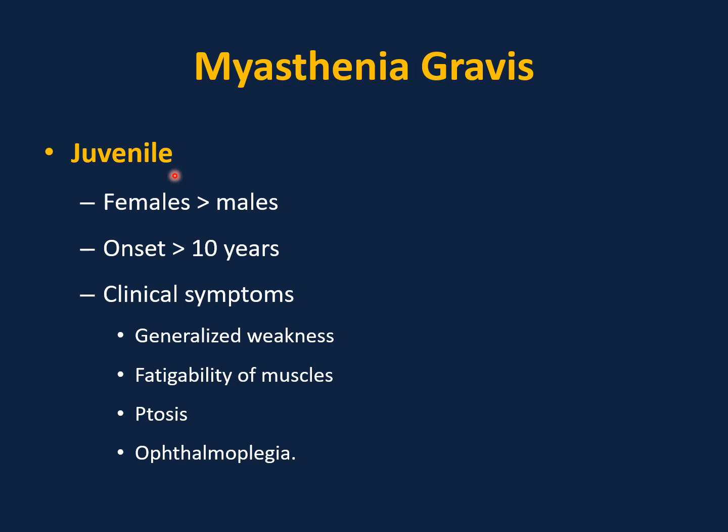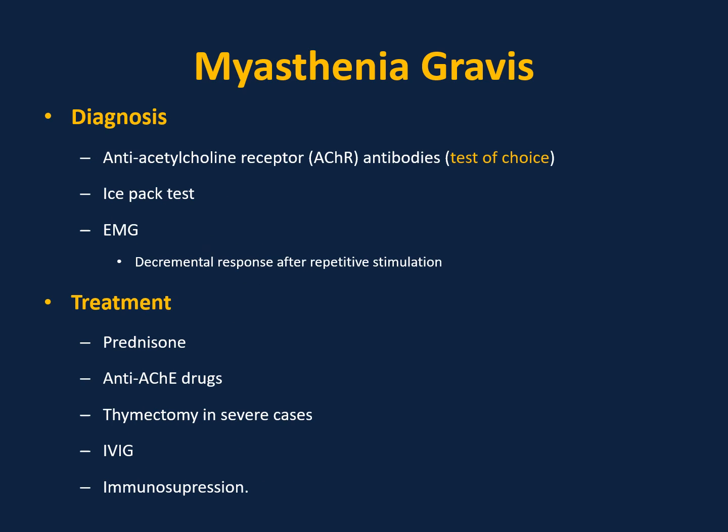Juvenile myasthenia gravis is more common in females than males. The onset is more than 10 years of age. Clinical symptoms: generalized weakness, fatigability of the muscle, especially at the end of the day, ptosis, and ophthalmoplegia. Diagnosis of myasthenia gravis: anti-acetylcholine receptor antibodies is the study of choice, not edrophonium anymore. This test is not used anymore.